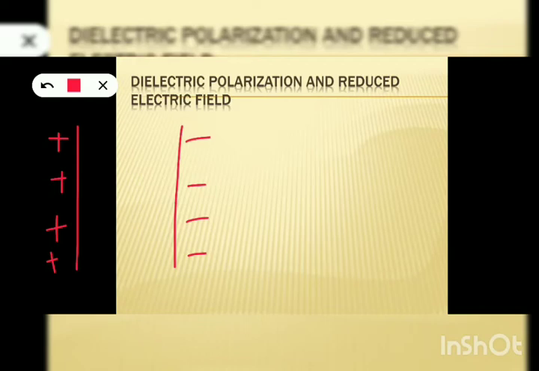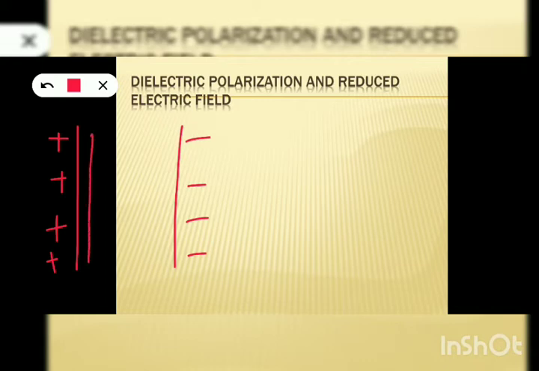So next, let's discuss the dielectric polarization and reduced electric field. So what do you mean by polarization? First, let's discuss dielectric polarization. For that, consider two parallel conducting plates having plus charge and minus charge. So here we have two plates, one is a positively charged plate and another one is a negatively charged plate.